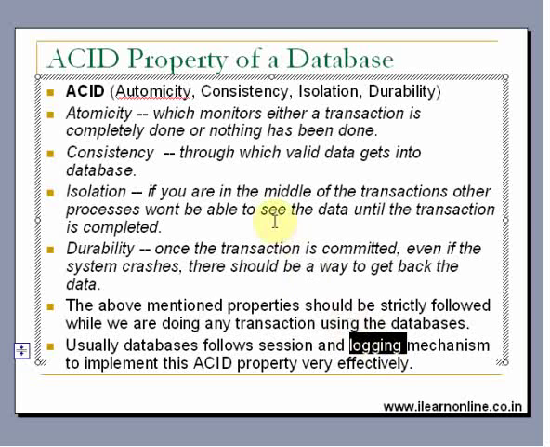So these four properties are very important. You need to keep this in mind whenever we are working in an RDBMS. So that is atomicity, consistency, isolation, and durability.